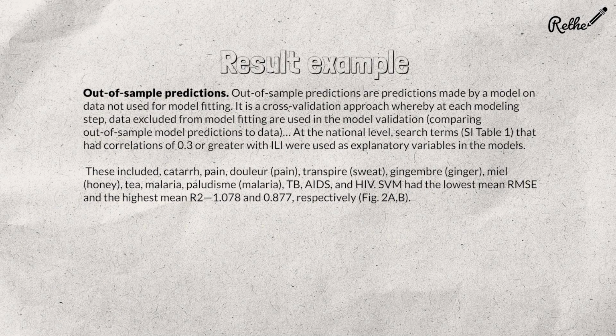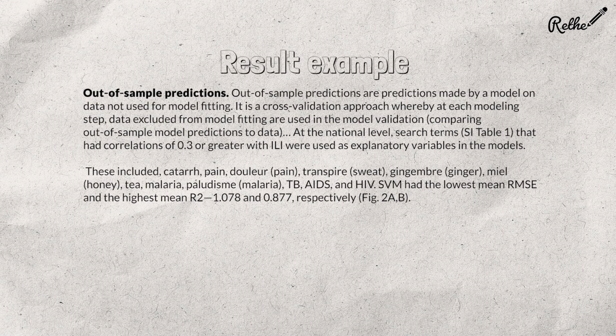The next paragraph has our first subheading, out-of-sample predictions. This is an example where the methods are presented after the results section, so we had to describe some of the methods in the results to help the reader understand how we obtained our findings. Out-of-sample predictions are predictions made by a model on data not used for model fitting. It is a cross-validation approach whereby at each modeling step, data excluded from model fitting are used in the model validation, comparing out-of-sample model predictions to data.